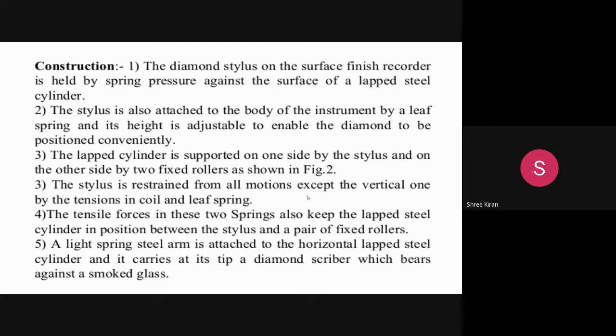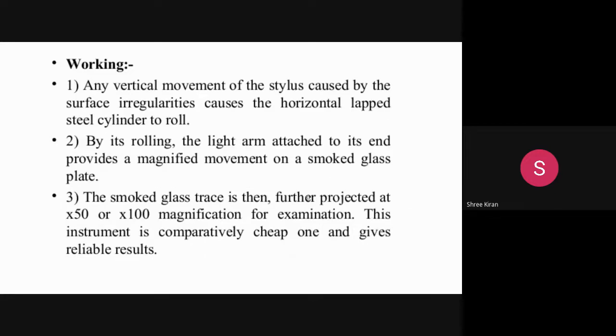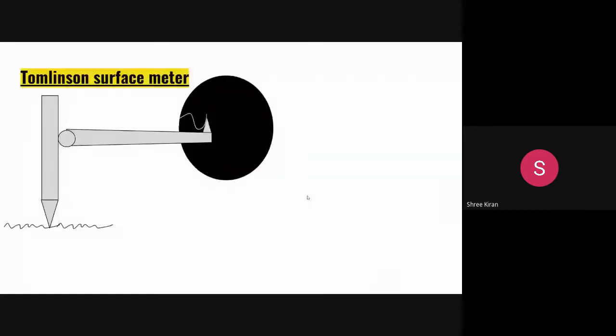The tension forces in these two springs also keep the lapped steel cylinder in position between the stylus and a pair of fixed rollers. Then a light spring steel arm is attached to the horizontal lapped steel cylinder and carries a diamond tip scriber. So this is what happens.